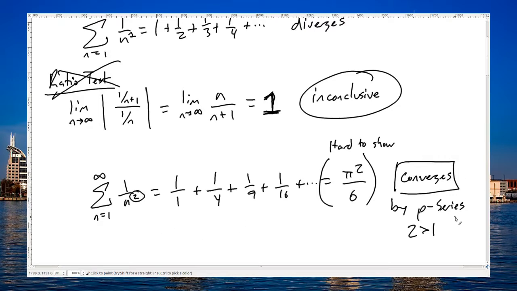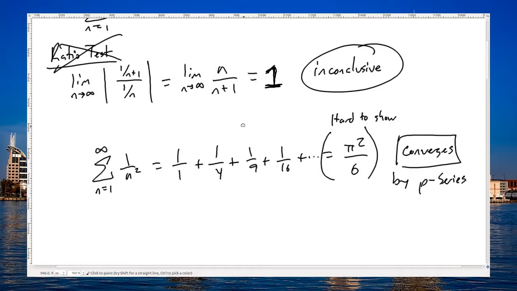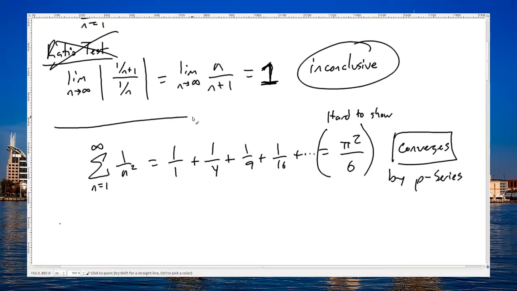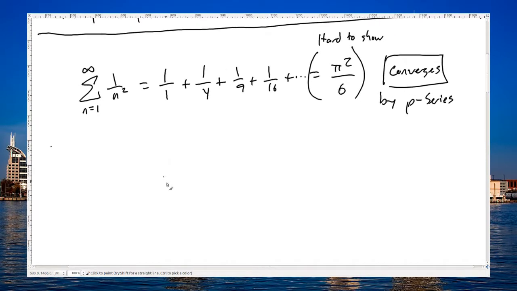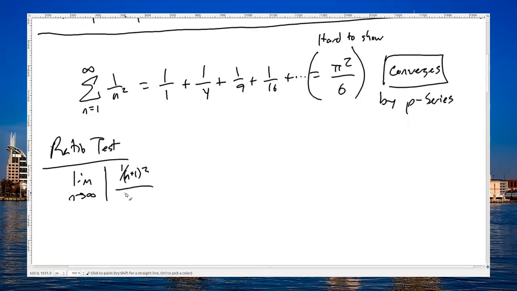Okay? And this is another thing that we have to keep straight, is that p-series convergence happens when the power is bigger. But in the ratio test, it converges when it's smaller. So we have to keep that straight. So now let's show that with the ratio test, we don't learn anything about this series. If we tried to use the ratio test, what will we get? We'd get 1 over n squared plus 1 squared, 1 over n squared on the bottom.